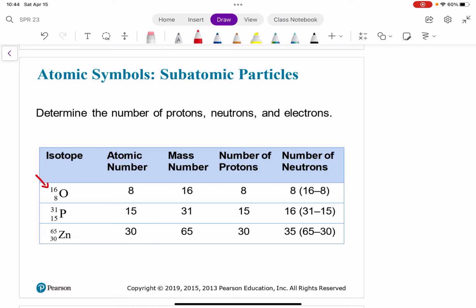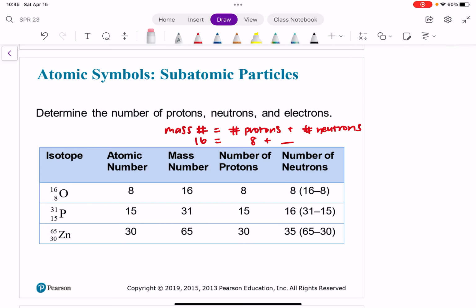Yeah, mass number equals number of protons plus number of neutrons. Sorry, that's an N. So if our mass number is 16, then we have 8 plus what equals 16? Oh, 8. Yeah, so we have 8 neutrons. All right, try the next one.